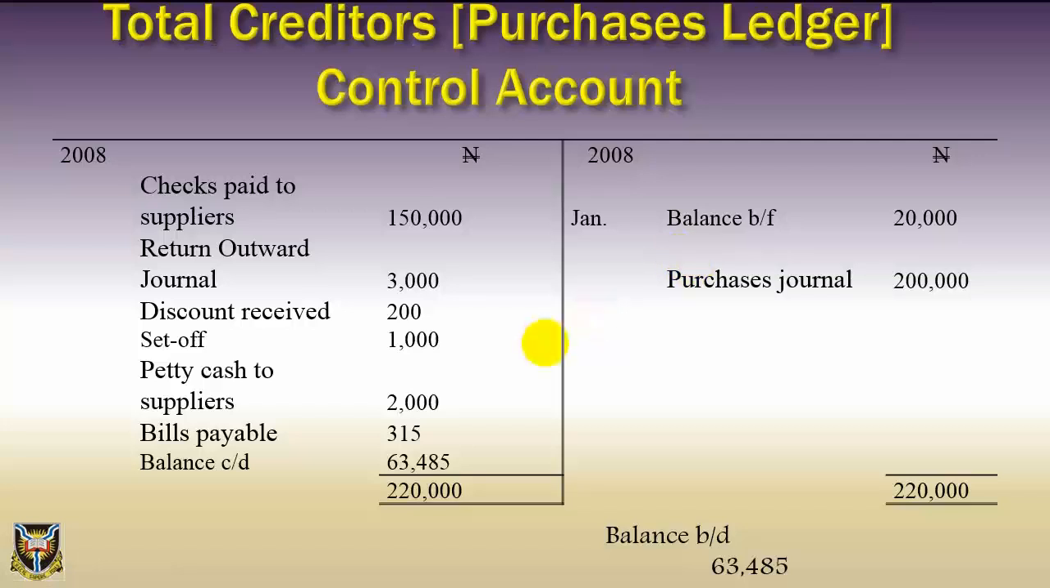Now on the right side, January balance B/F 20,000. Purchases journal 200,000. Totaling 220,000 naira. Balance B/D 63,485.